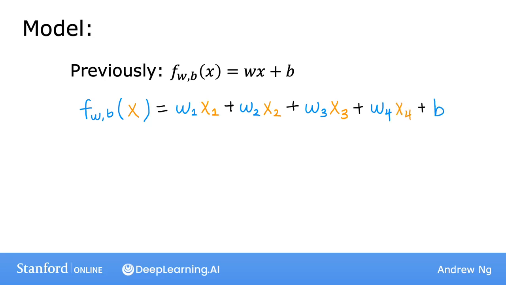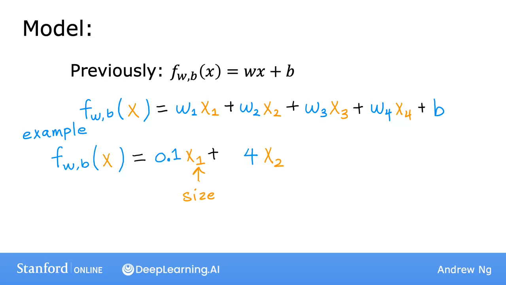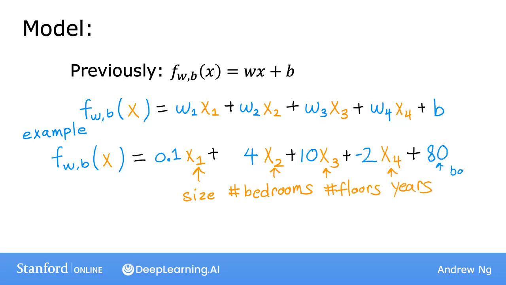Concretely, for housing price prediction, one possible model may be that we estimate the price of the house as 0.1 times x1, the size of the house, plus 4 times x2, the number of bedrooms, plus 10 times x3, the number of floors, minus 2 times x4, the age of the house in years, plus 80. Let's think a bit about how you might interpret these parameters. If the model is trying to predict the price of the house in thousands of dollars, you can think of this b equals 80 as saying that the base price of a house starts off at maybe $80,000, assuming it has no size, no bedrooms, no floor, and no age.